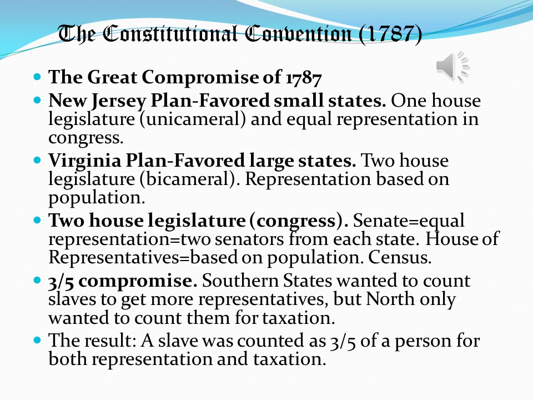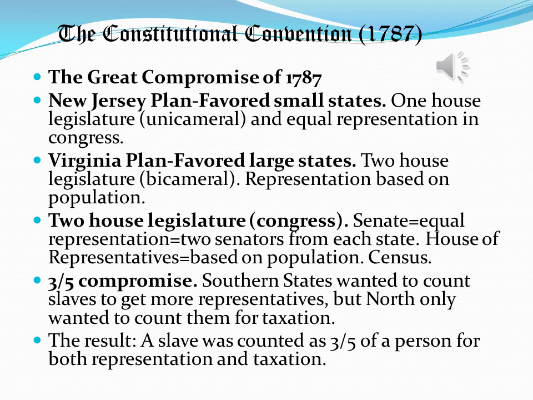There was also something known as the Virginia Plan, which favored large states. There would be a two-house legislature in the new American government, and a two-house legislature is called a bicameral legislature, and representation would be based on the population. So the bigger your state is, the more representation you're going to get in Congress.